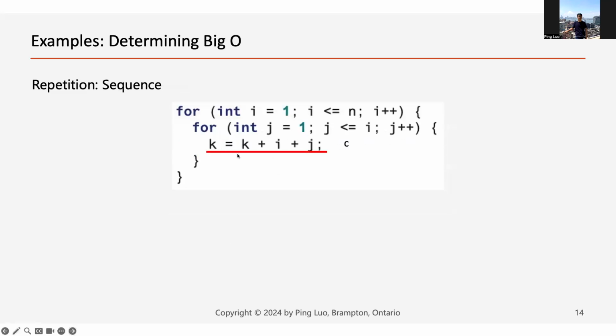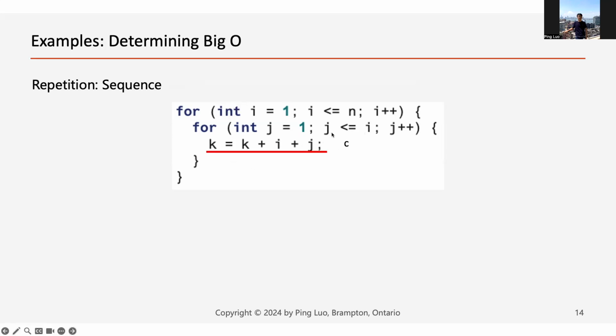Usually for this statement, k equals k plus i and j, the time required for this operation is fixed, determined by your computer. A fast computer will run quickly, so we can just use a constant c to represent this, and then this can help us calculate the complexity of the entire algorithm.